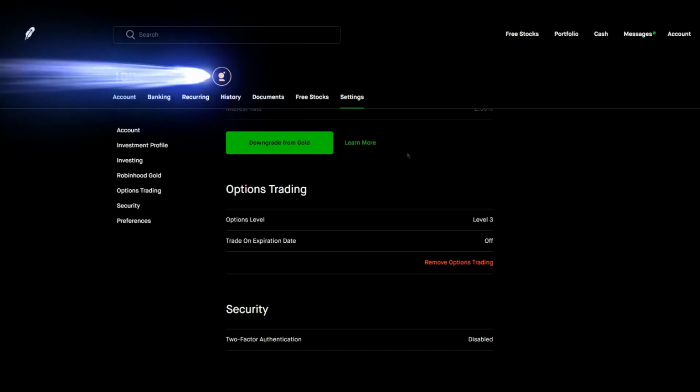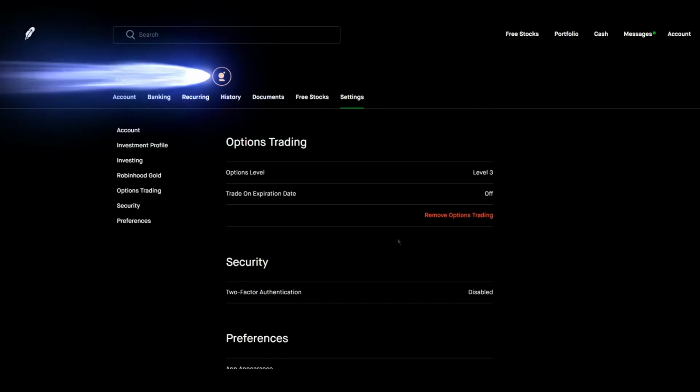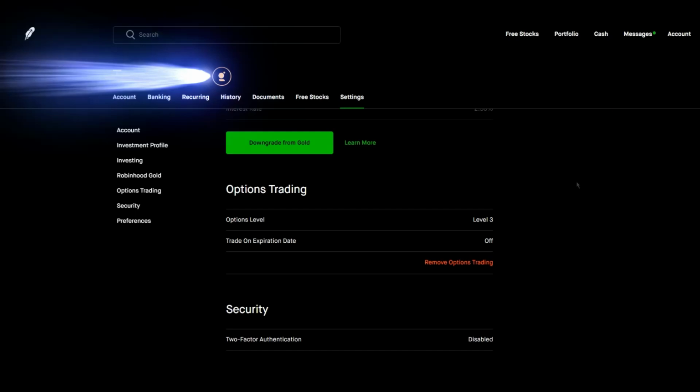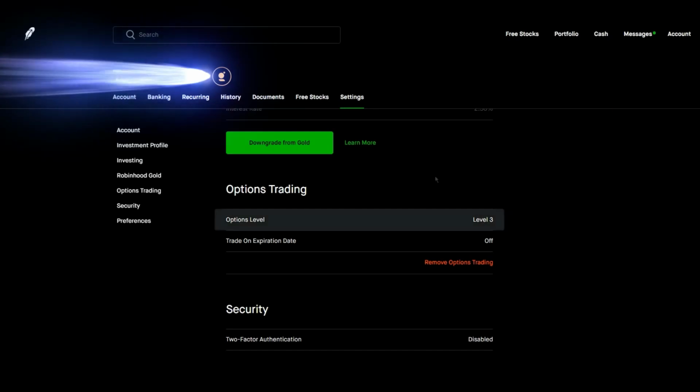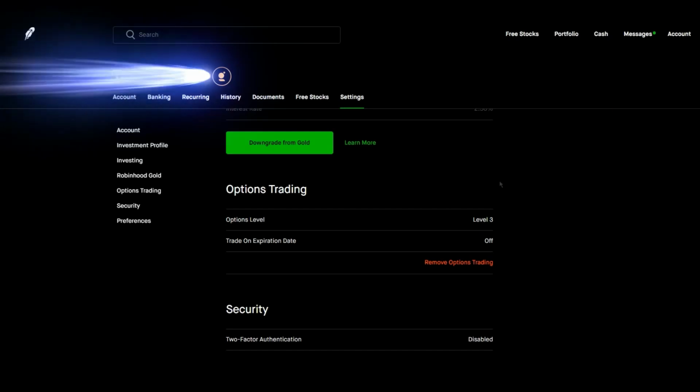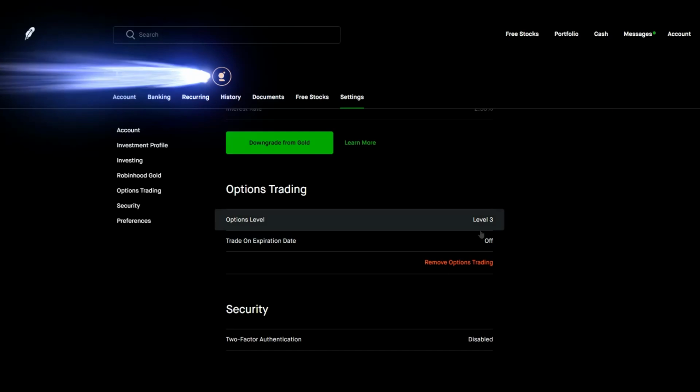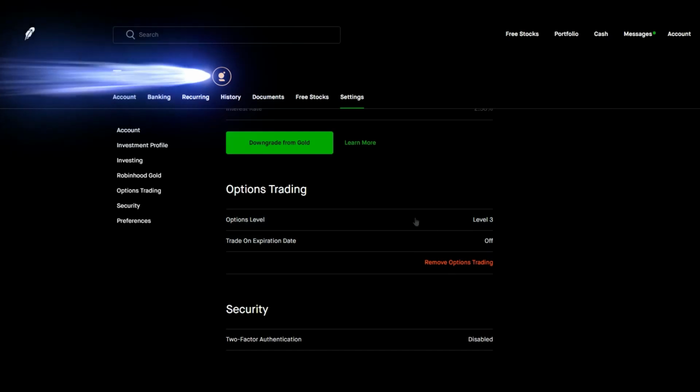A ton of people have been saying that they can't figure out how to do spreads on Robinhood. Just come into your settings and come down to options trading. Now I'm using the Windows version. I like using Robinhood on Windows. I do use my app just to check things, but I don't usually change any of my settings on the app just because I like having it on Windows. But it's pretty much going to be the same thing.